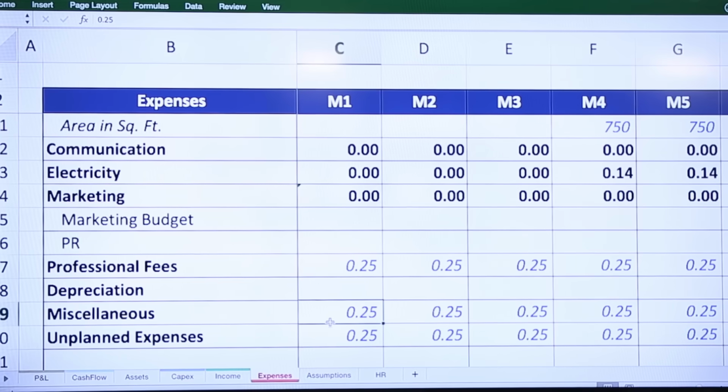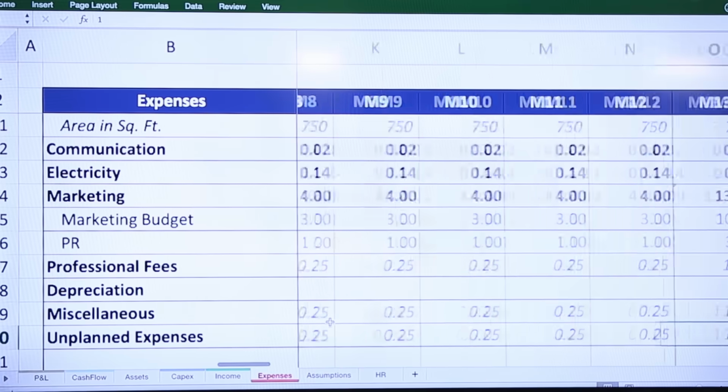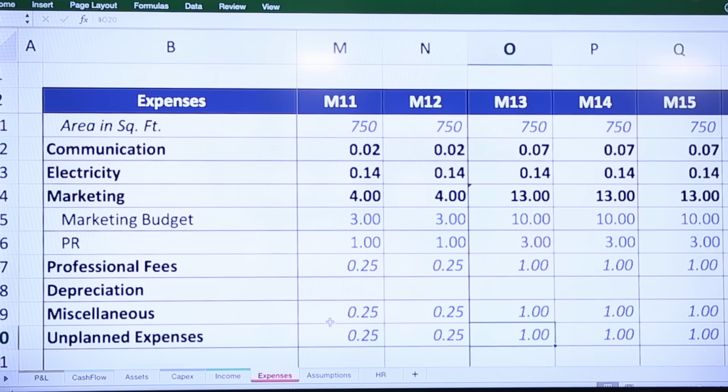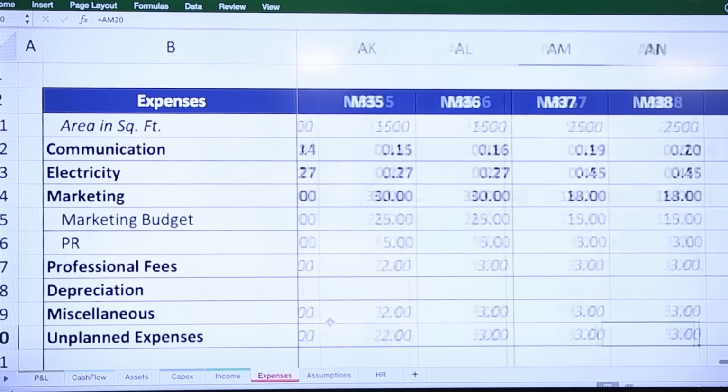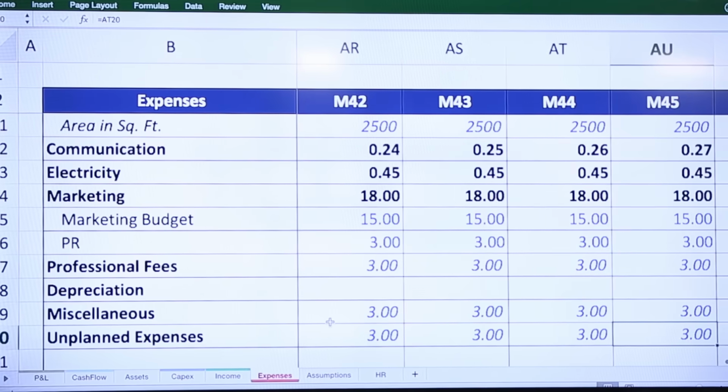Okay. So I have done 25,000 rupees per month. Both of them each are taken at 20,000 rupees per month, and then from the 13th month I have taken 1 lakh rupees per month each. Then I have taken 2 lakh rupees per month each. Then 3 lakh rupees per month each. Again, I went on increasing 1 lakh rupees every month, for both miscellaneous and unplanned. Again, please don't go on numbers.